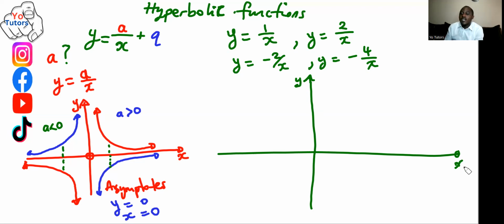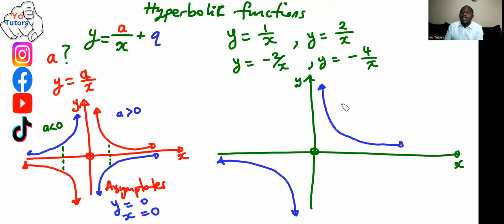So we have our y-axis and our x-axis, and we know that this graph on its own does not touch the y-axis and the x-axis. Here's the shape of the first graph. Let's put it in blue. It's going to be like this. It's in the first quadrant and also in the third quadrant. Why? Because the sign is positive.